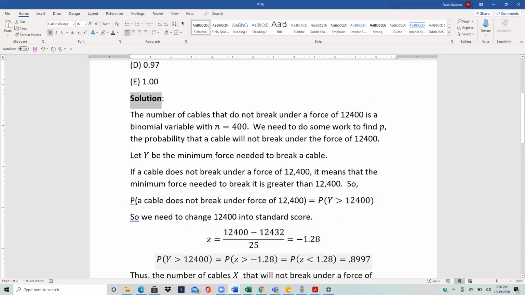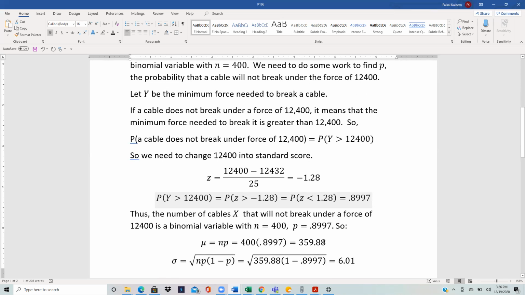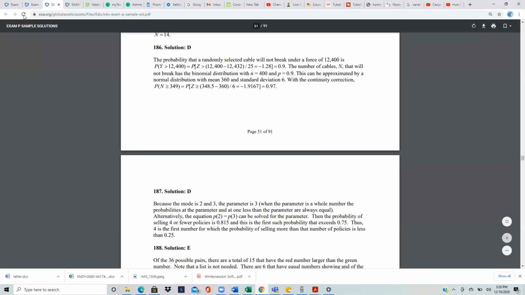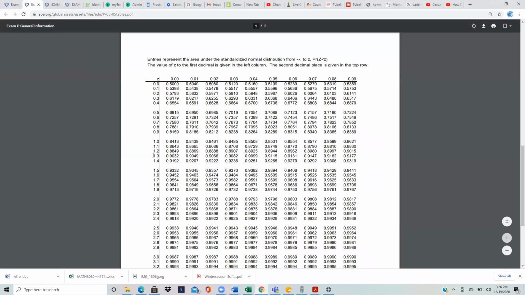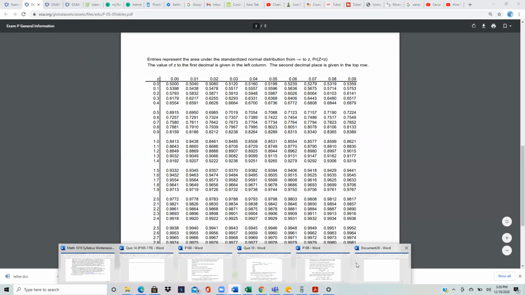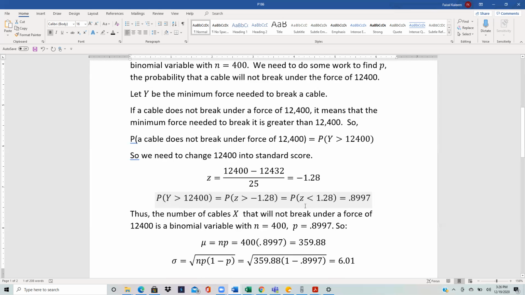So probability Y is greater than 12,400 equals probability Z is greater than negative 1.28, which by symmetry is the same as Z less than 1.28. And from the table, we read that to be 0.8997 against the 1.28. So 1.28 is 0.8997. Okay, so we finally got the little p.